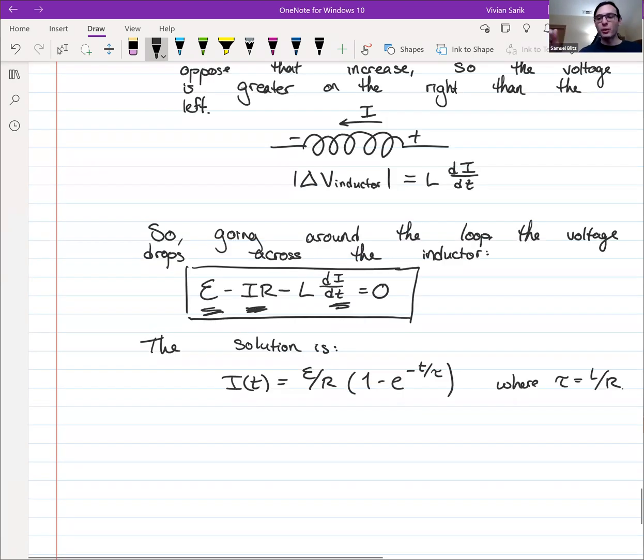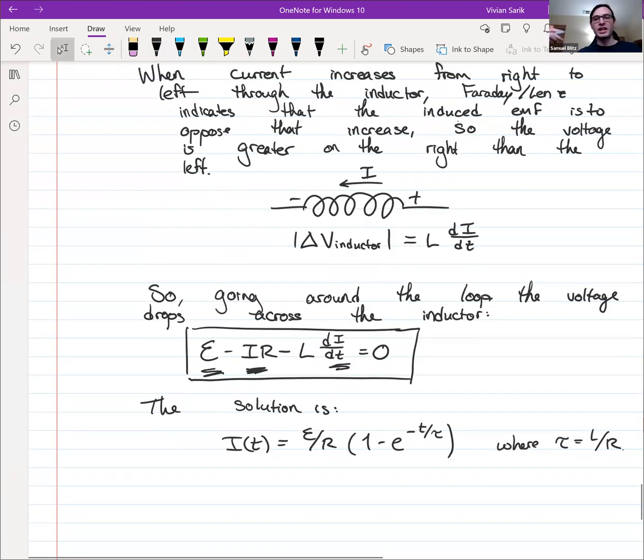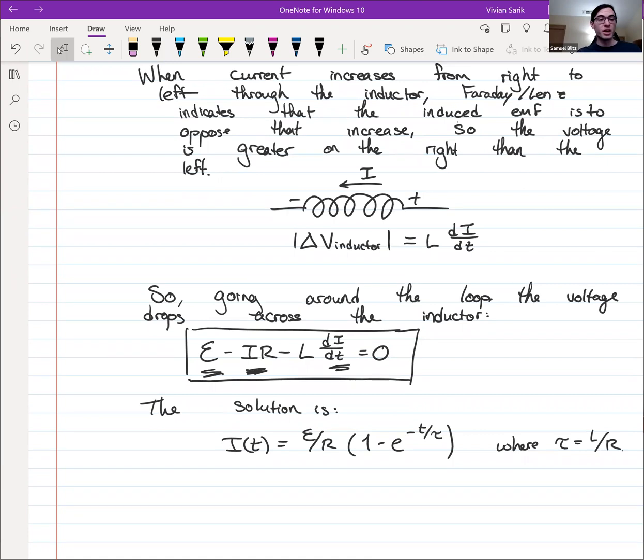So by the way, just as an aside, in an LR circuit, higher resistance lowers the time constant. And we can see that here. If R is big, then tau is small. And what that means is that if you have a higher resistance, then you have faster decay. And that shouldn't be surprising.